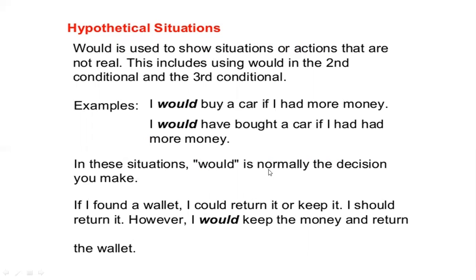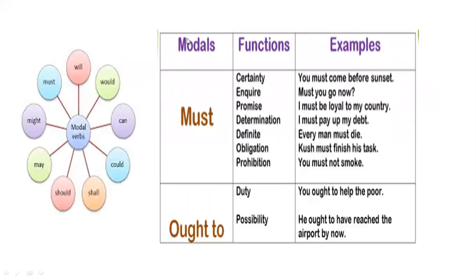In these situations, would is normally the decision you make. If I found a wallet, I could return it or keep it. I should return it. However, I would keep the money and return the wallet. So, would is used to show situations or actions that are not real, and it can be used in second and third conditional sentences. Next one is must and ought to.